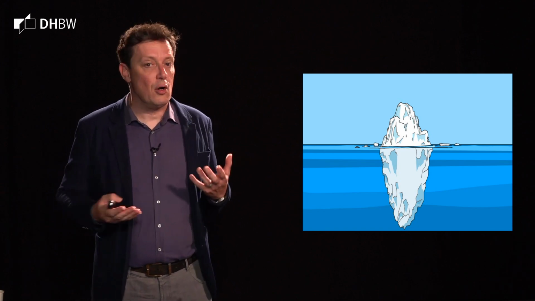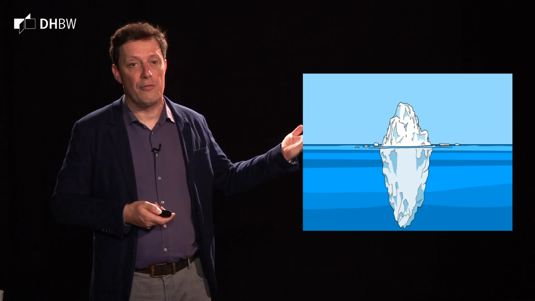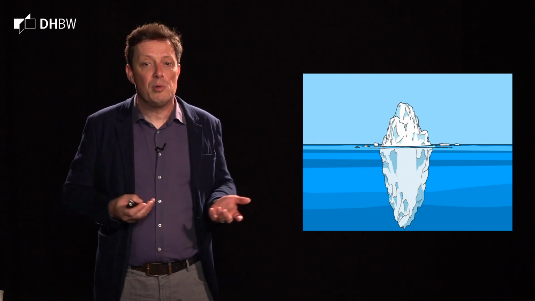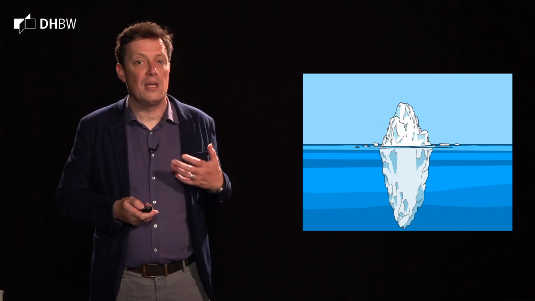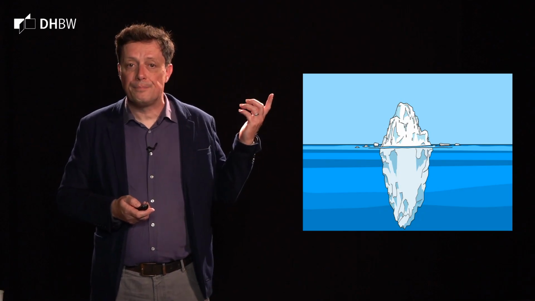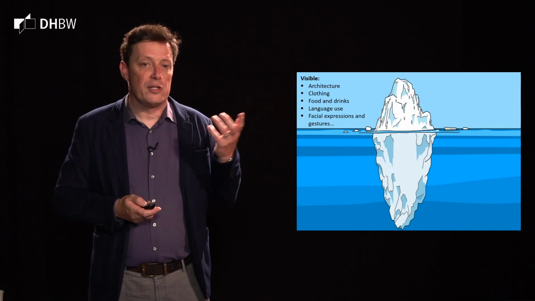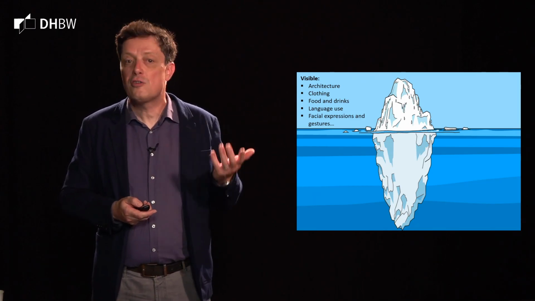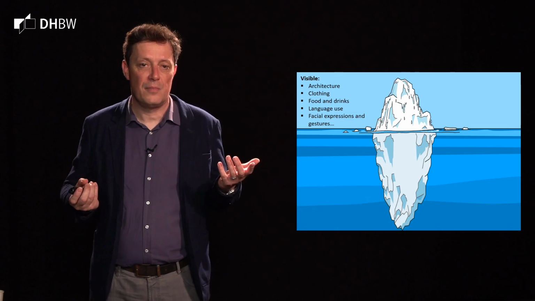Another well-known model for explaining the complexity of culture is the Iceberg model. A very clear distinction is, of course, the surface of the water, which separates the visible from the invisible part. Visible forms of expression are just the tip of the iceberg and therefore the smallest part. These include, for example, architecture, clothing, food and drink, language use, facial expressions and gestures.